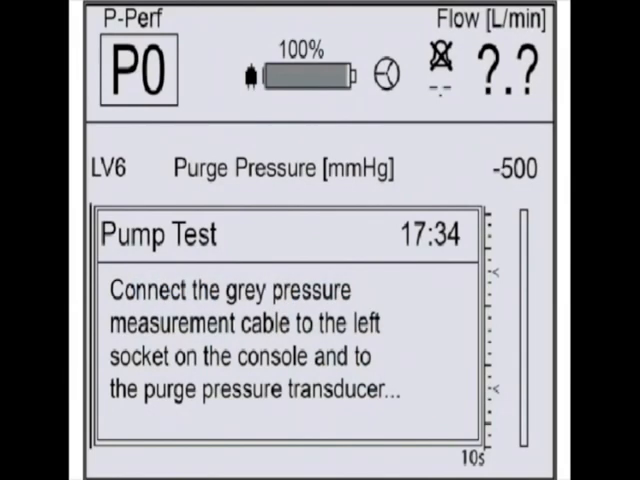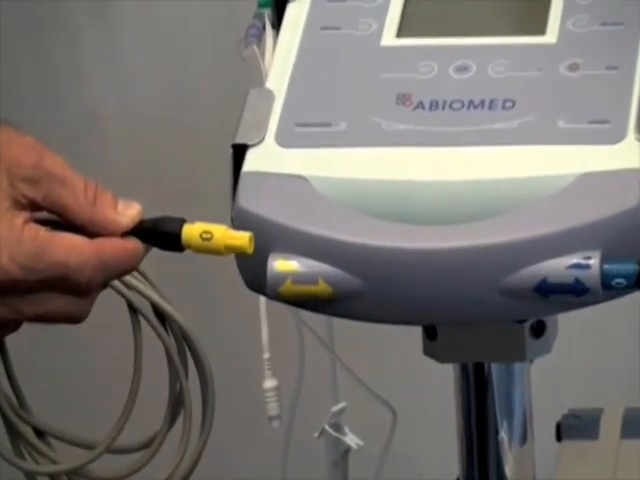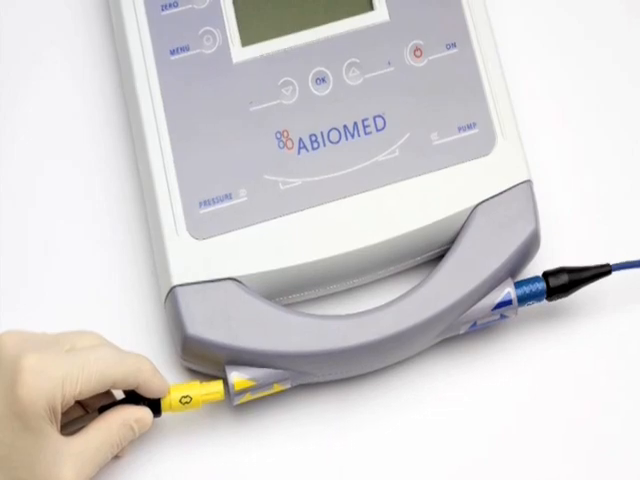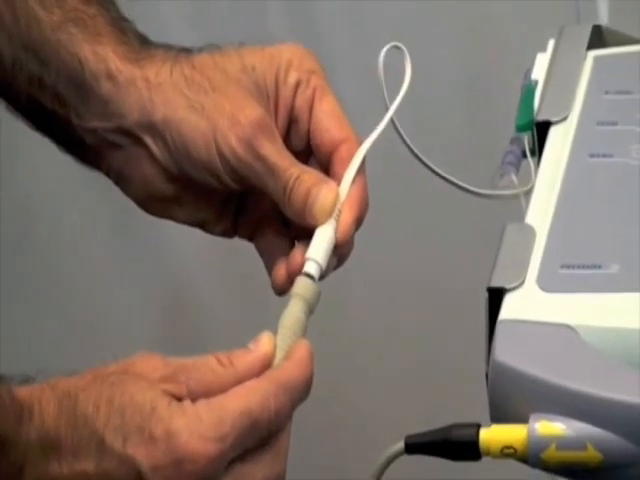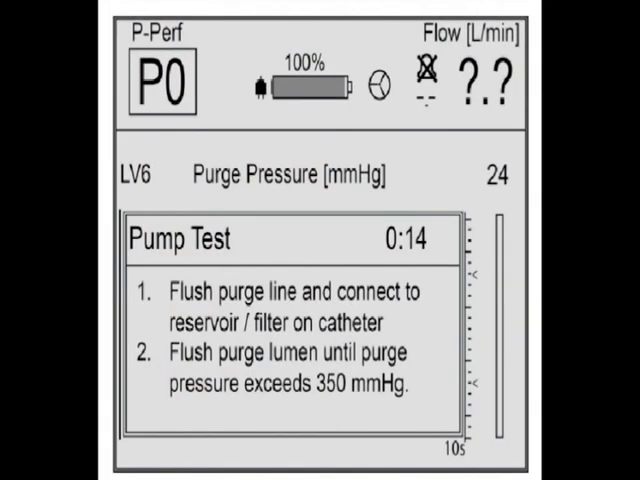Once the console recognizes the Impella is connected, the console display will instruct the user to connect the gray cable. The user will connect the yellow end of the gray cable to the left side of the console and the other end to the purge pressure transducer. Once the gray cable is connected, the console goes to the second screen, which will say, flush purge line and connect the reservoir filter on the catheter. Flush the purge lumen until the purge pressure exceeds 350 millimeters of mercury.